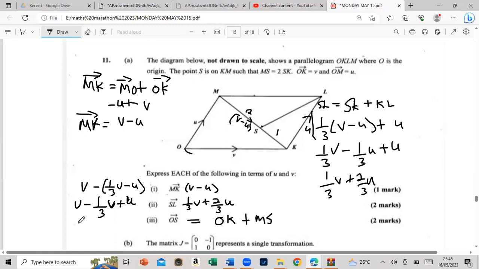All right, so V minus that is going to give us 2/3 V, that is 1/2 V minus 1/3 plus U. And that would be our answer. And that's from O to S.